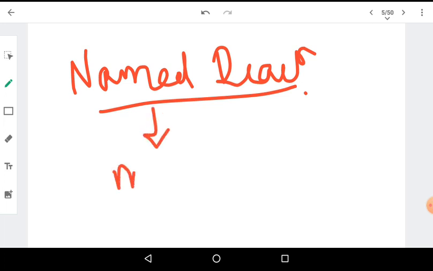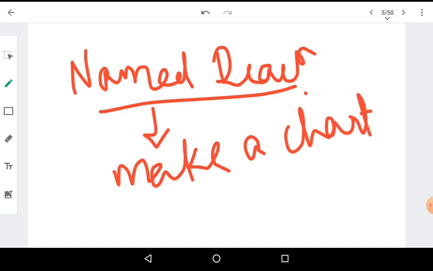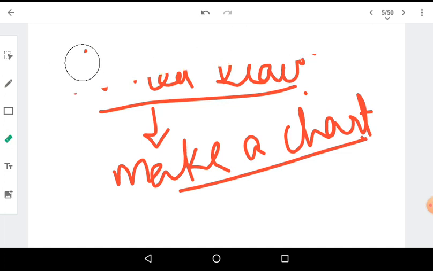Make a chart of named reactions where you will have one column for the reactant, another column for the product, another column for the reagent that is used, and also you have to specify the name. If there is any limitation, you can specify that also in a separate column. So if you learn like that, it is easy for you to understand what is converted to what. That is the most important thing that is asked from a named reaction.